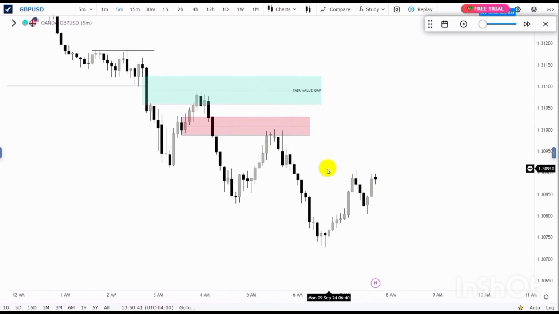So this means we could actually take another entry from the mean threshold of this mitigation block, because the mean threshold is above this swing high point. So price would return, sweep this high point, and then mitigate the mean threshold of this order block. And then we have the continuation of price to the downside.